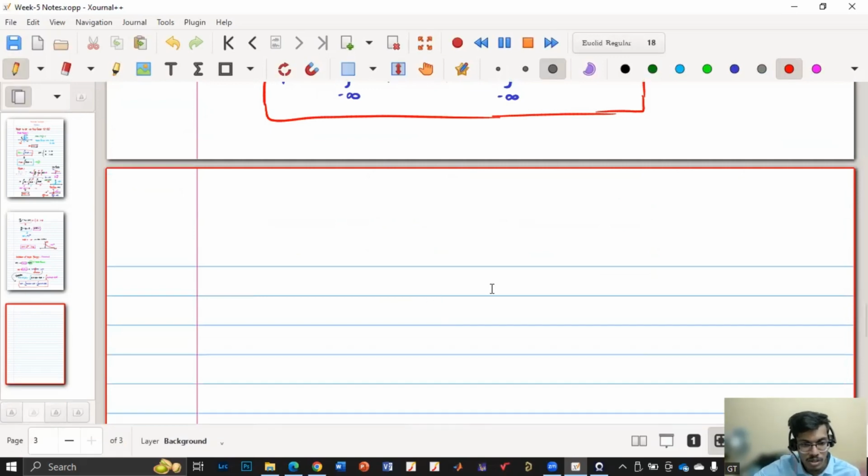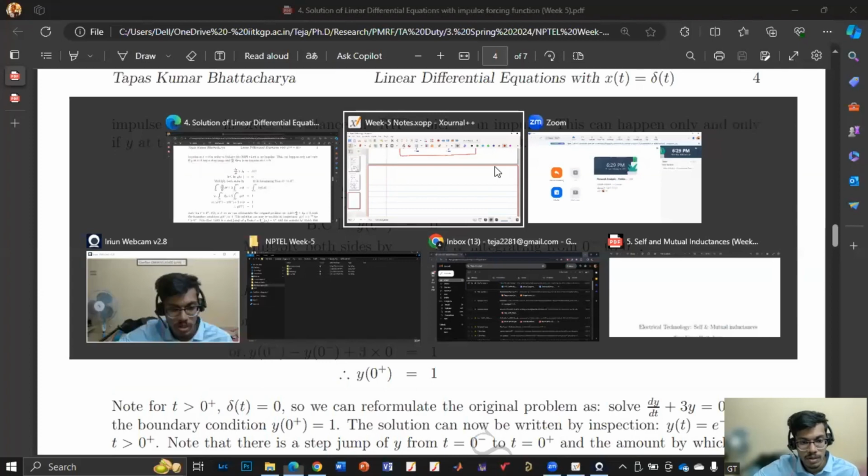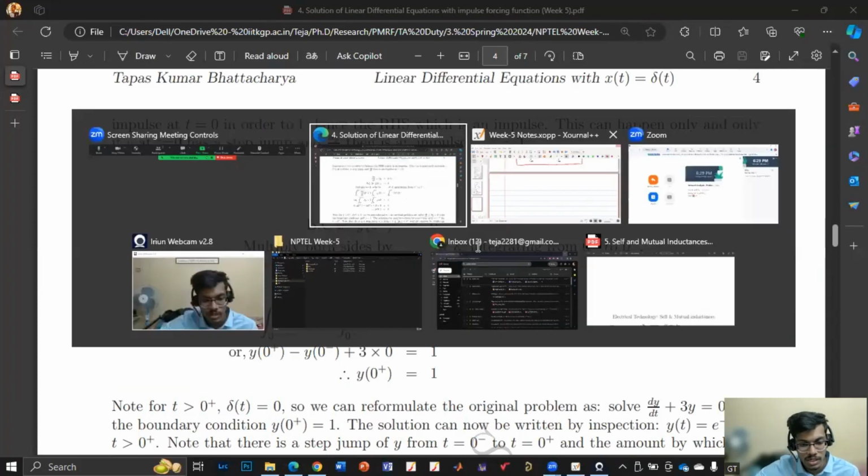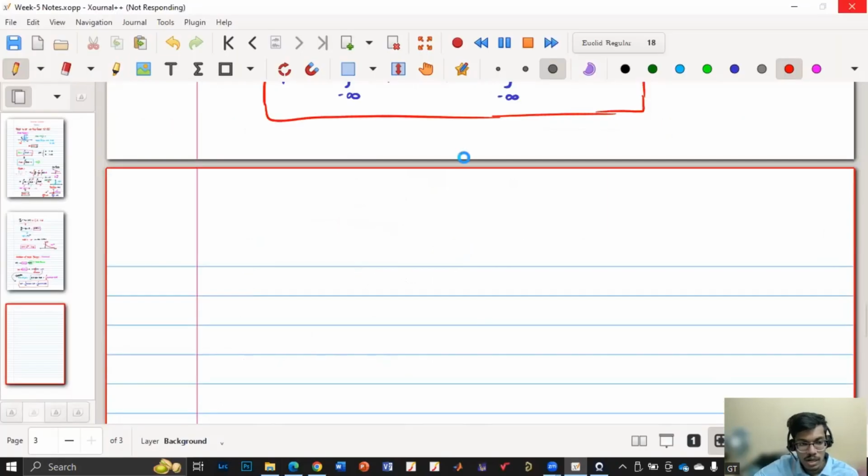Hello, are you following? Am I audible? Delta of t is also impulse function. Yes, yes. This you should not be confused between, sorry.